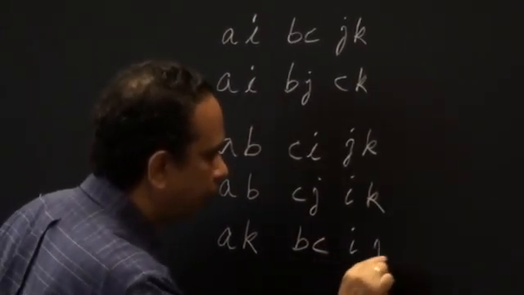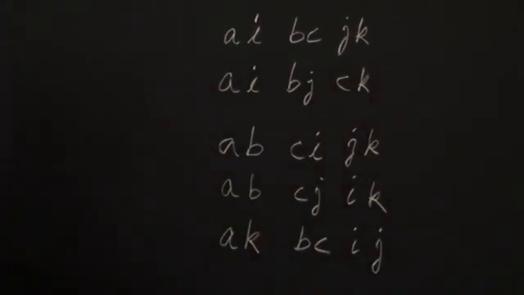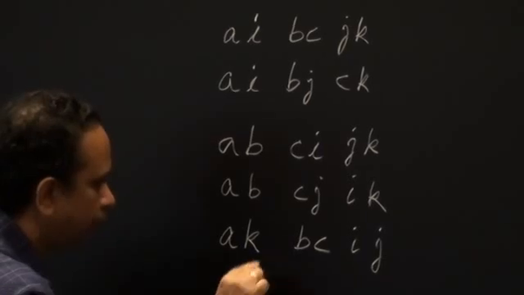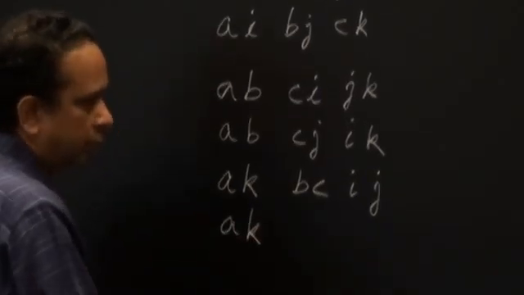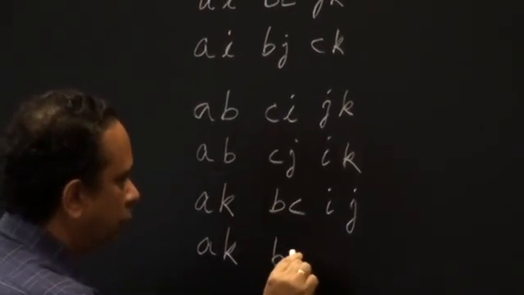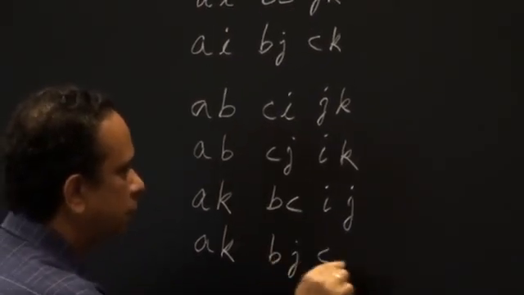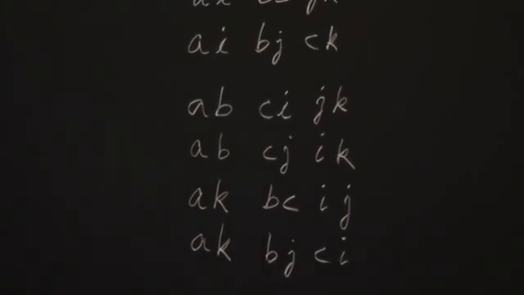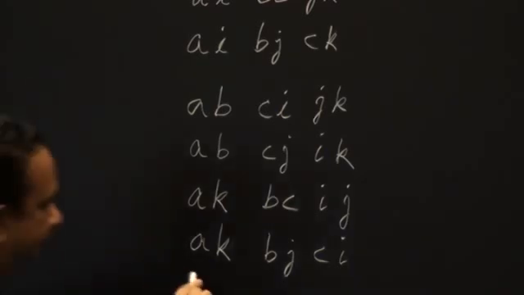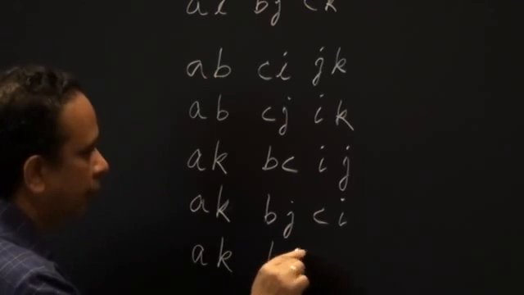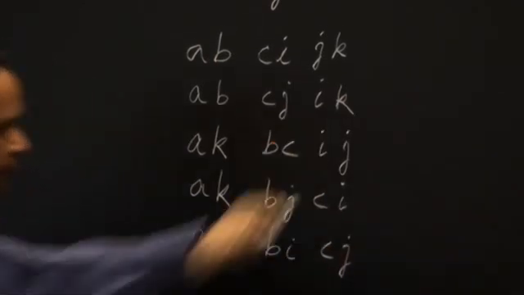And I have a BCIJ. Then I can have AK, BI, or BJCI, BJCI. Then I have AKBICJ, AKBICJ. That is also a possibility.